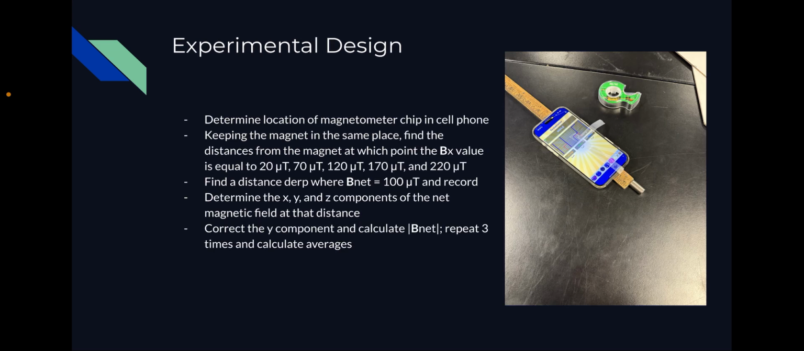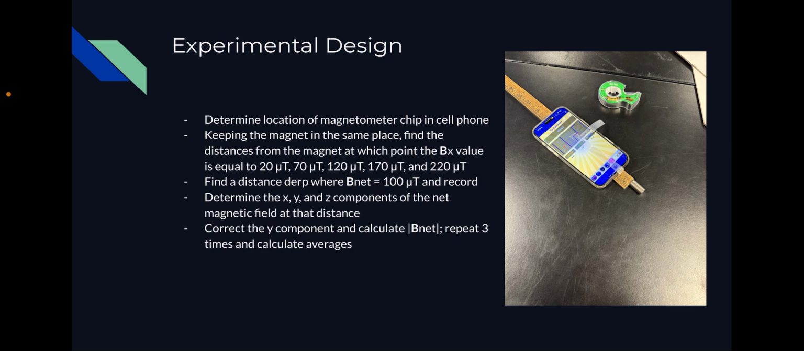So our experimental design, in a very simplified overview, was first to determine the magnetometer chip's location within the cell phone, and then by keeping the magnet in the same place, we moved the phone around to find the distances from the magnet, at which point the Bx value was equal to 20 uT, 70 uT, 120 uT, 170 uT, and 220 uT. We also found a distance d perpendicular where B net was equal to 100 uT and recorded that distance, as well as the exact values for the magnetic field at that distance.